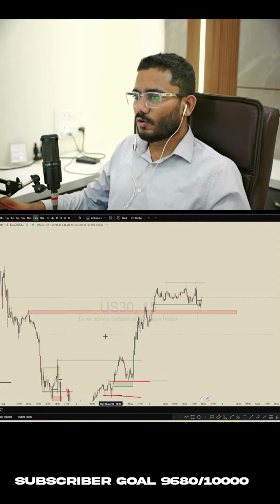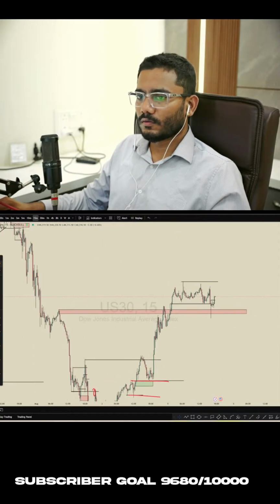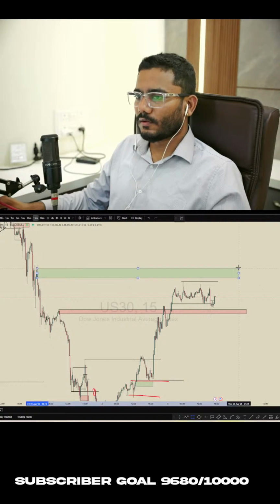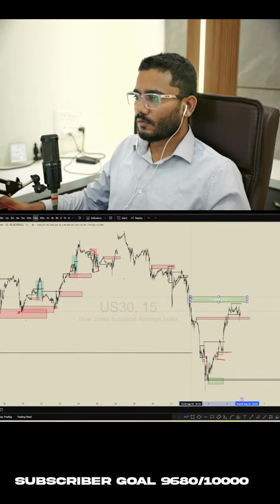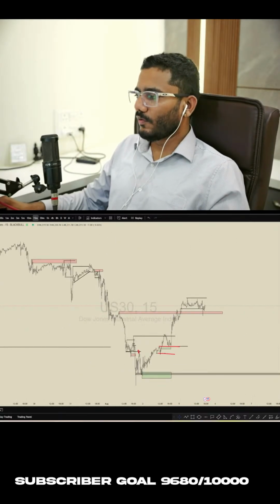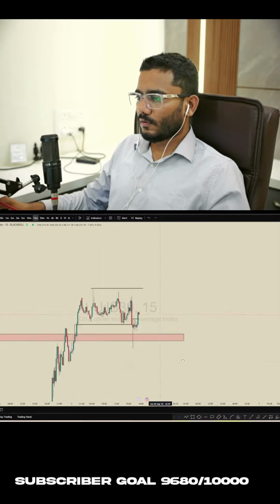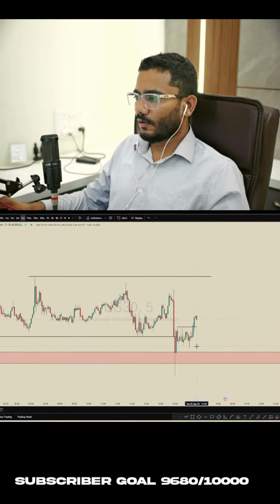And there is an order block on US30 here in this area. So I'm bullish until price does not give us a change of pattern. Right now, this is just a liquidity sweep.